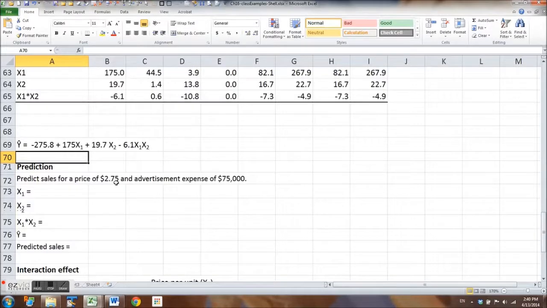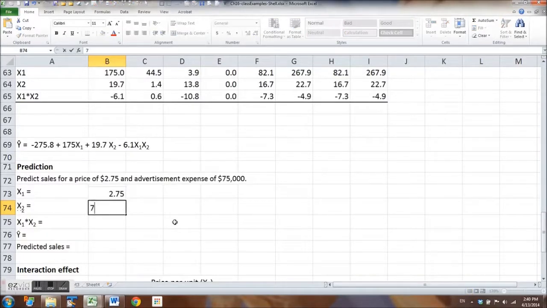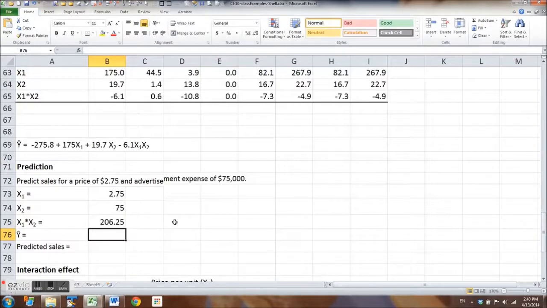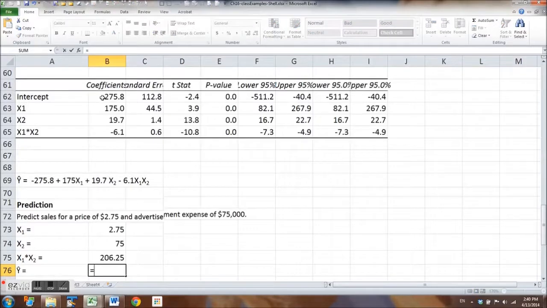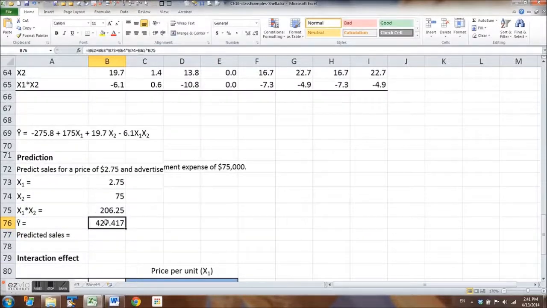Suppose we want to set unit price as $2.75, and we want to spend 75,000 in advertising, and since advertising is in thousands, we have to enter 75, then x sub 1 times x sub 2, then we do the y hat. Y hat is b sub 0 plus b sub 1 times x sub 1 plus b sub 2 times x sub 2 plus b sub 3 times the product, the interaction term. And that is y hat, and remember y hat is in thousands, so predicted sales is that times 1000. So this is our forecast.